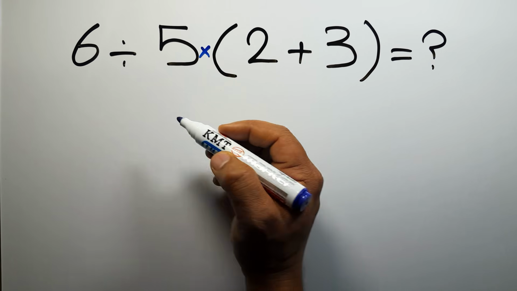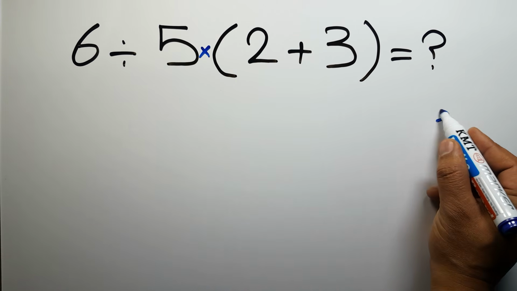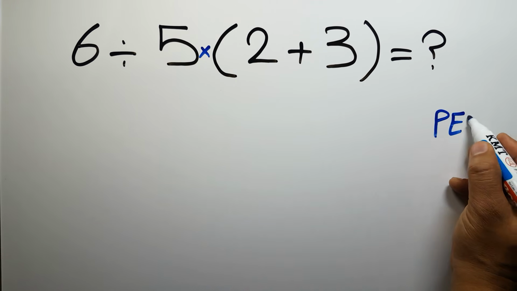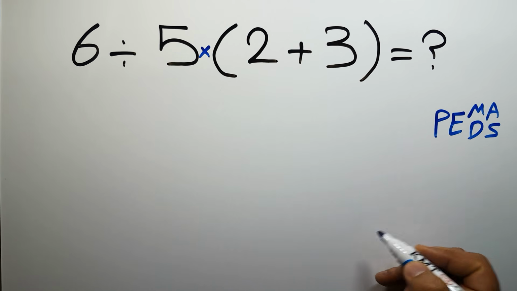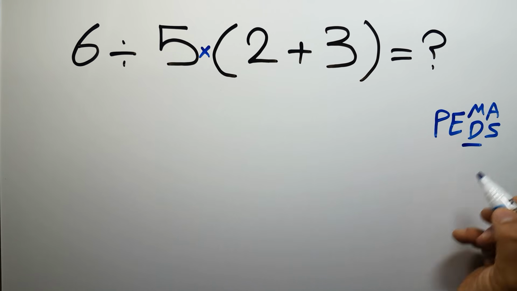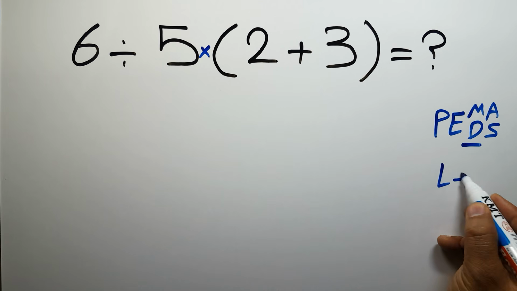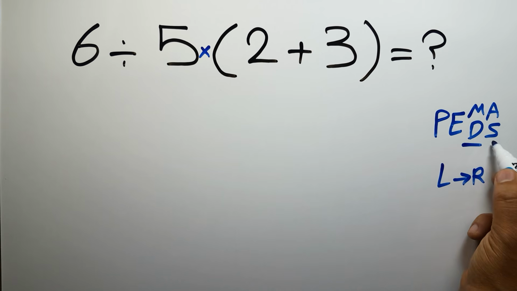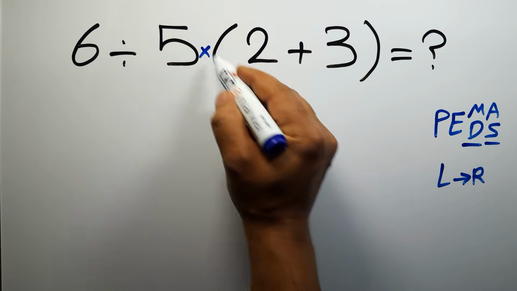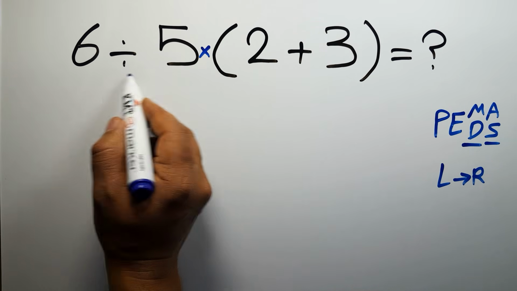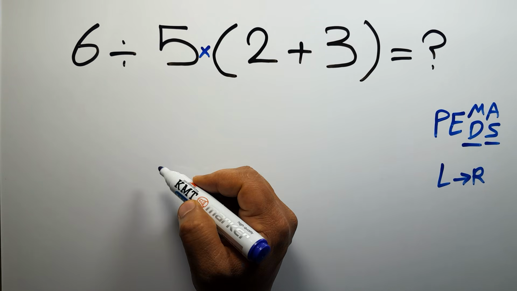Okay, according to the order of operations, first we have to do parentheses, then exponents, then multiplication or division, and finally addition or subtraction. Remember that multiplication and division have equal priority and we have to work from left to right. And the same applies to addition and subtraction. In this expression, first we have to do this parentheses, then this division, and finally this multiplication.